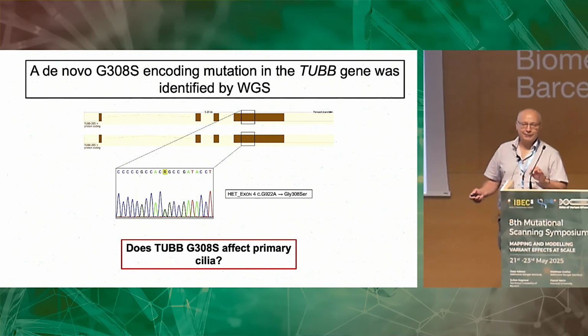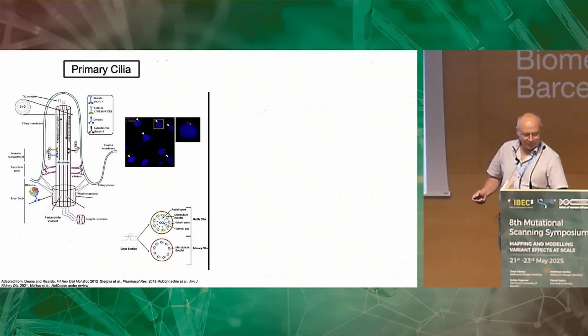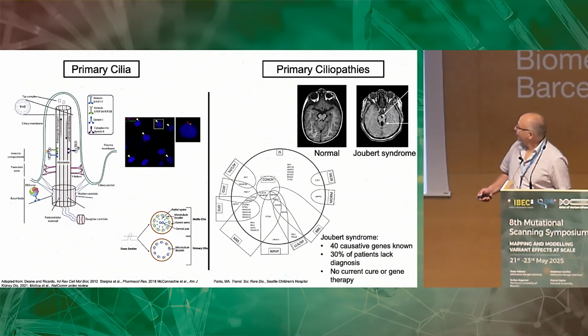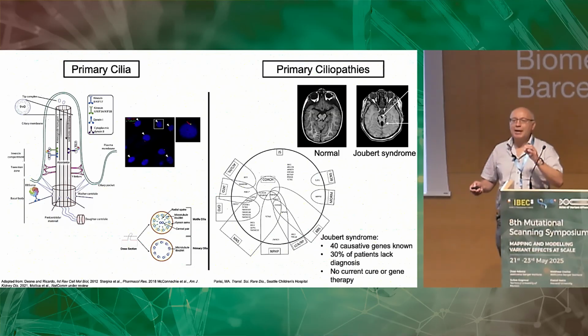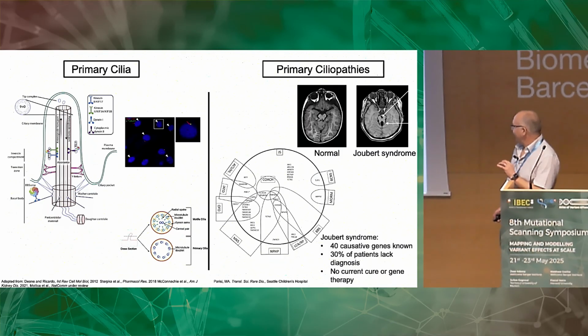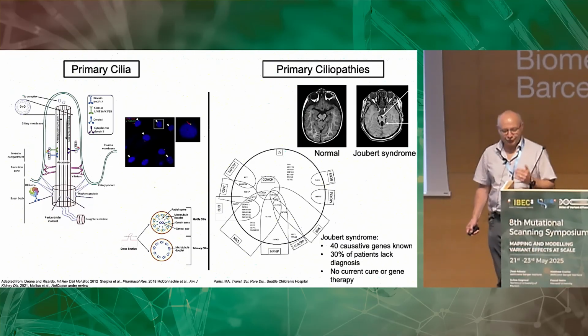I'm going to show a couple of slides about primary cilia, just to remind you. It is probably an organelle that is understudied right now, but it is gaining interest, and you can call it a signaling hub in a cell. There are many receptors on cilia that transmit signals that lead to certain effects. Mutations affecting cilia development lead to a disease cluster called primary ciliopathies, and Joubert syndrome is just one of those disorders. Right now, about 40 genes, and probably even more, are known to cause Joubert syndrome, but still about 30% of patients do not have a diagnosis. And currently, there is no treatment for that.